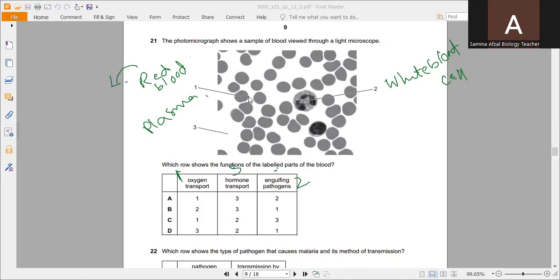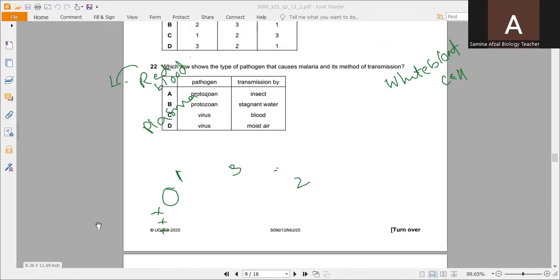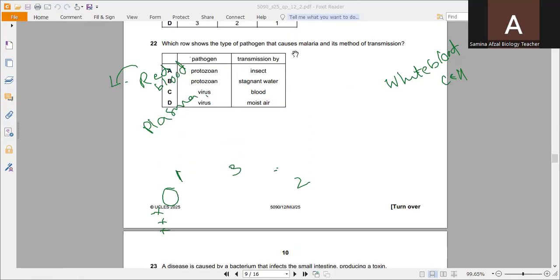So according to this, you can see A is the correct option. B, C, and D are not correct options. They are wrong. So only A is correct, going with the photograph. Now moving towards the next question.